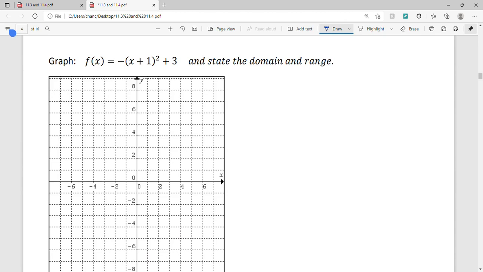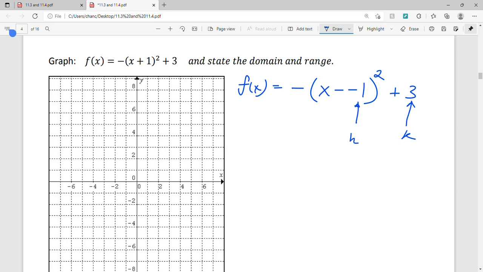Again, we'll start by rewriting our equation with a double negative, just to read the vertex a little bit easier. This is my H, this is my K. So the vertex is negative 1, 3. So I'll start by graphing that. Negative 1, 3.